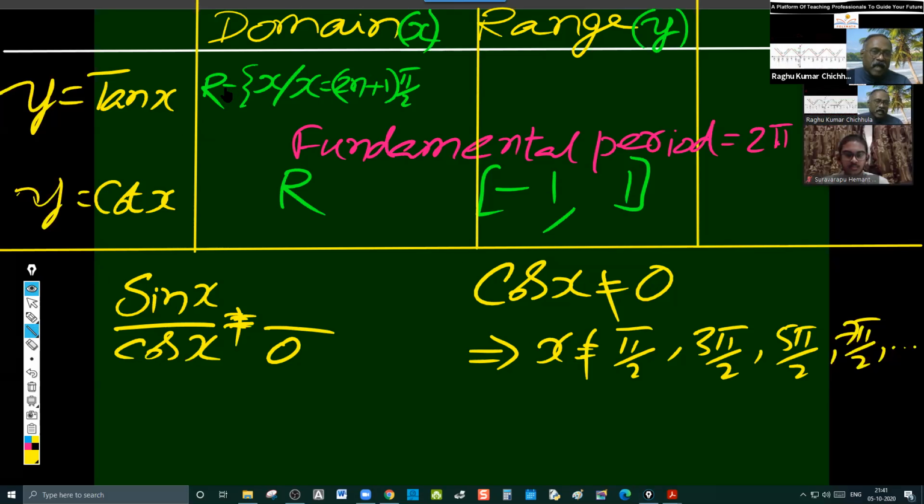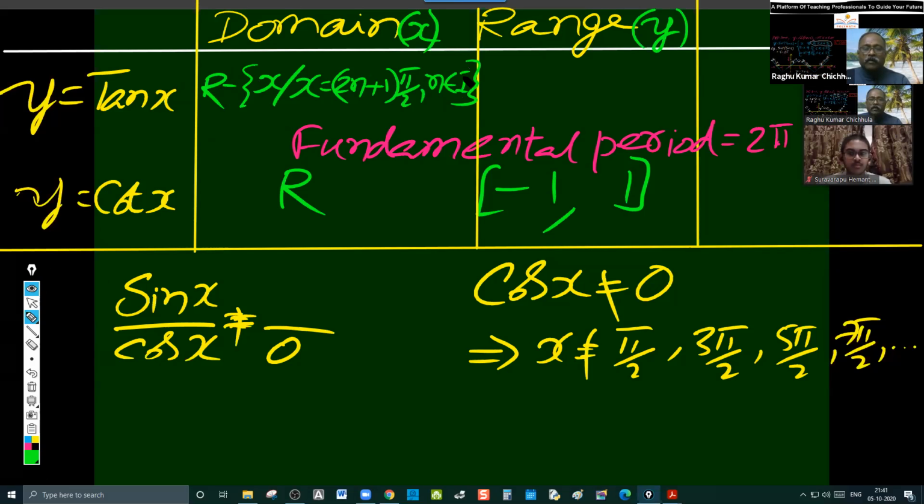Follow this carefully, please. What is it that I did? I wrote R minus. Don't forget that. See carefully. R minus means you give any real number, but you don't give these values. What are those values? For all odd multiples of pi by 2, you should not give. I'll say it as n belongs to I or n belongs to Z. Whatever.